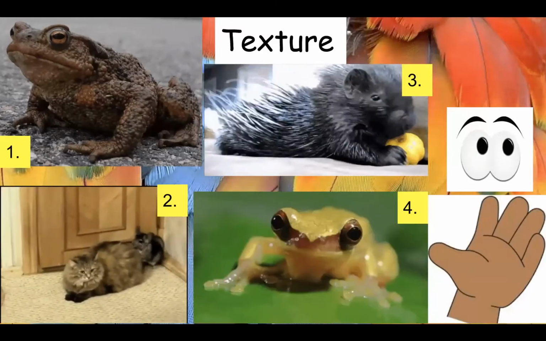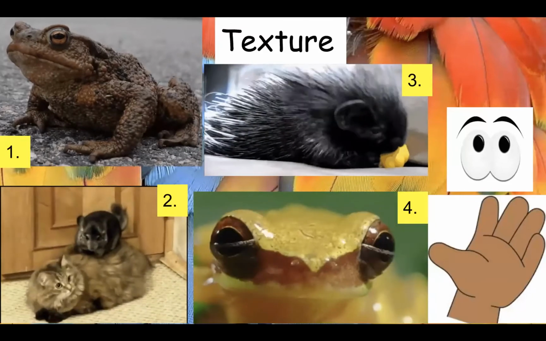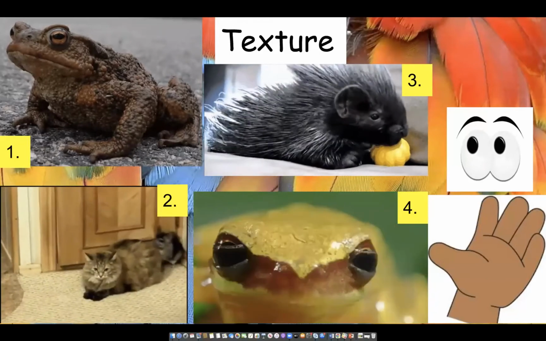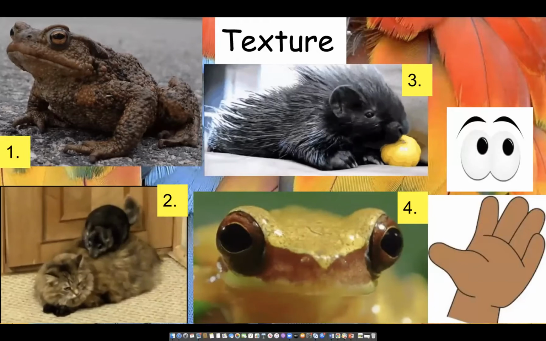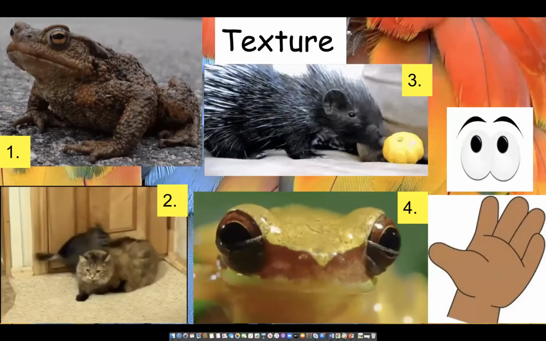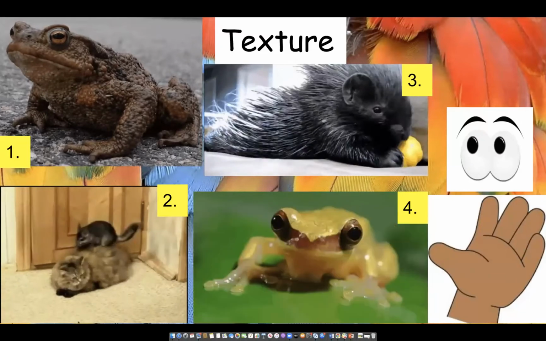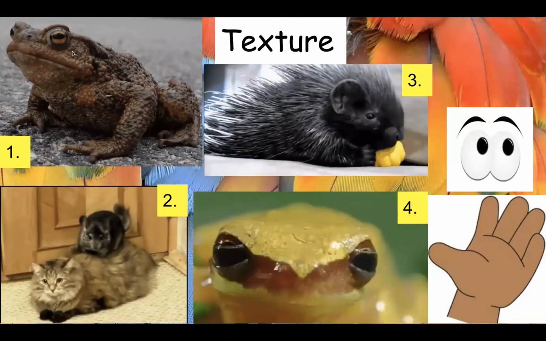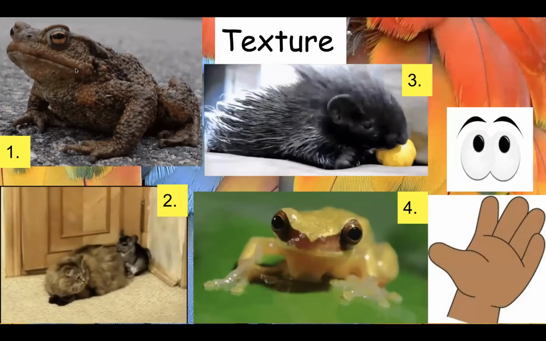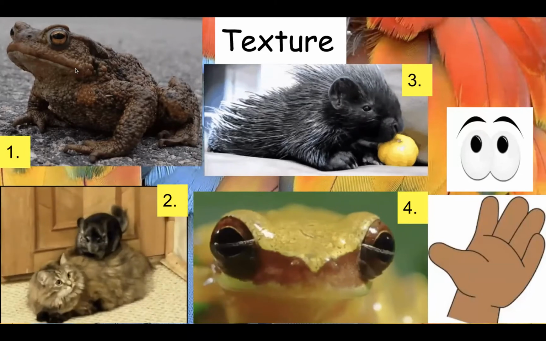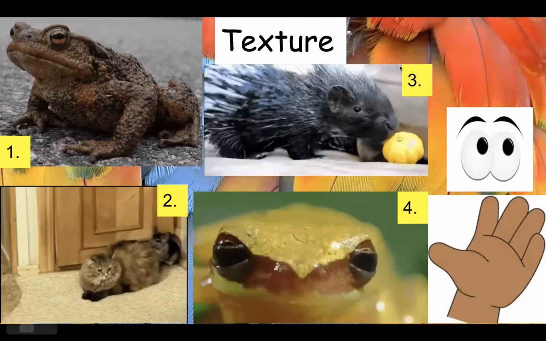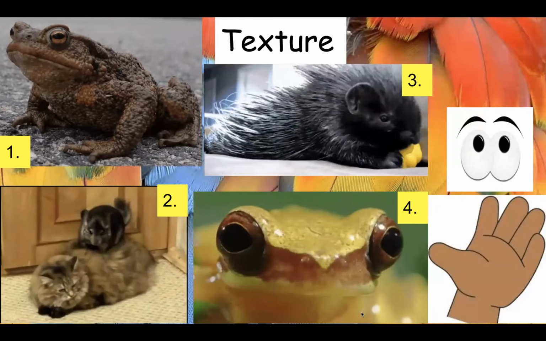Now let's talk about texture. Texture is how something feels when we touch it with our hands. Now we can use our hands to determine texture, but we can also use our eyes to help us determine texture too. So I know you guys can't feel these animals, so we're going to be using our eyes to help us learn about texture. So I'm going to have 4 texture words, and you guys are going to try and guess which animal has that texture. So we have animal number 1, animals 2, animal 3, and animal 4.